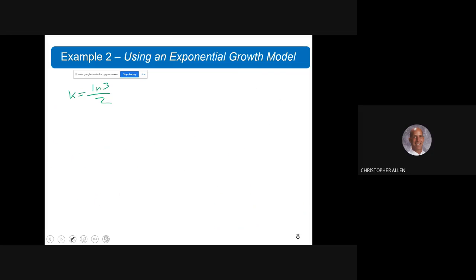Yeah. That makes sense? And by the way, just to let you guys know roughly what that is as a decimal, it's roughly 0.5493, but there's more to it than that, okay? So that's k. And I guess another way we could have written this using our rules of logarithms is this is the same thing as 1/2 the natural log of 3, right? So that'd be the same thing as the natural log of the square root of 3. All of those are exactly the same value.